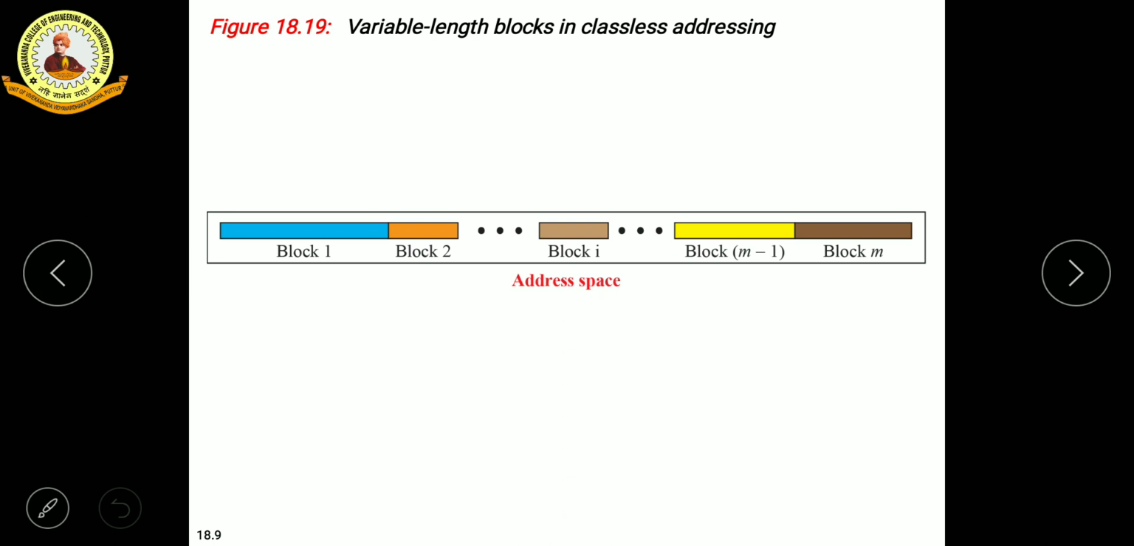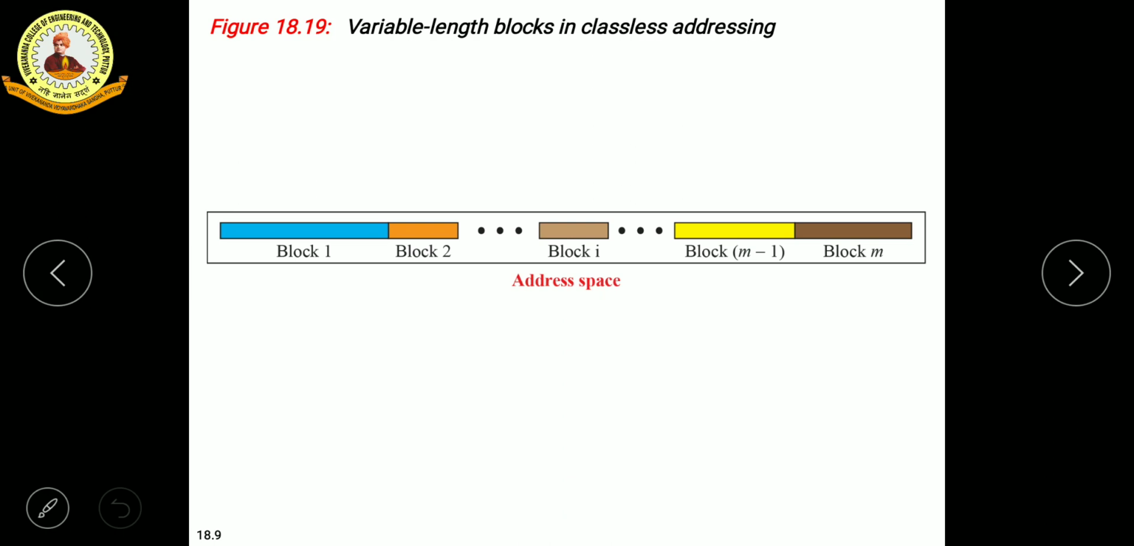Larger network has many nodes. So if the value of n becomes less, prefix becomes less, suffix becomes more. What is the meaning of that? Suffix means number of devices connected. So number of devices connected becomes more. If n becomes less, the network becomes large. If n becomes more, the nodes in the network become less. That is the meaning of that.